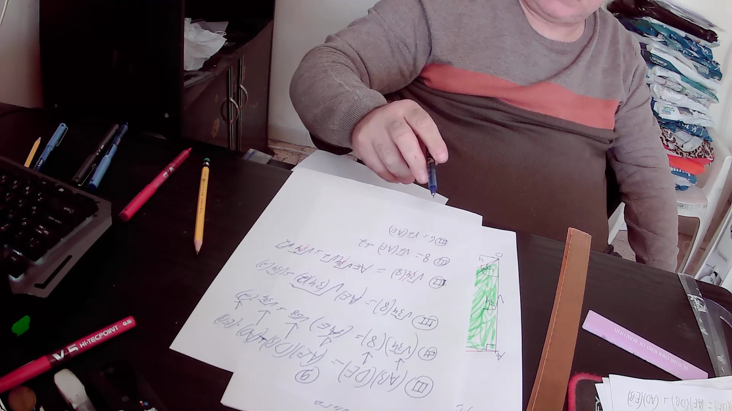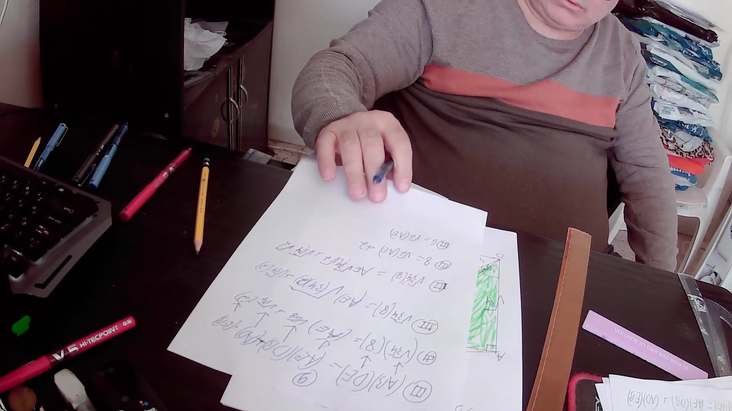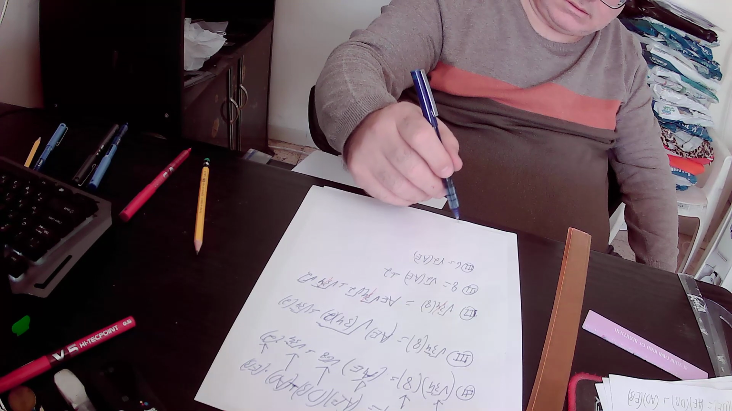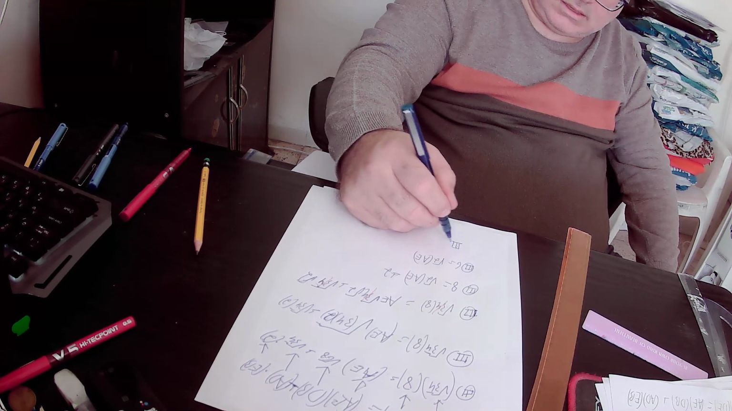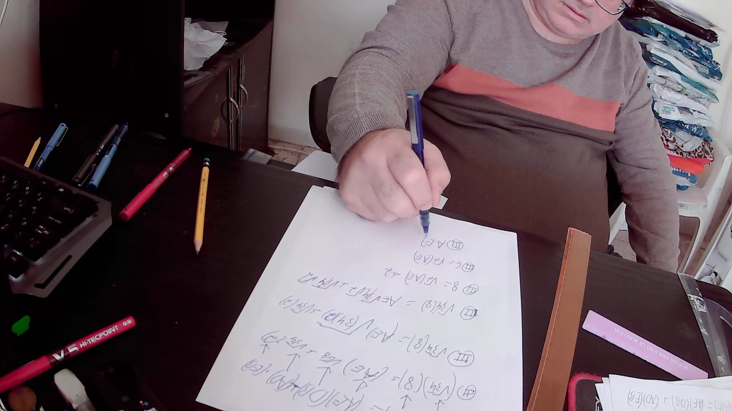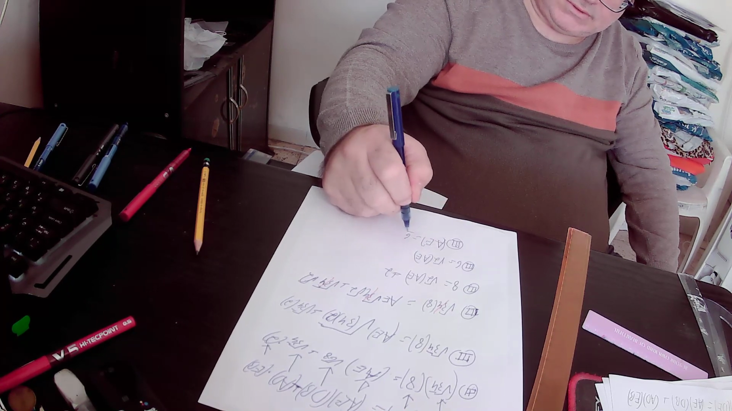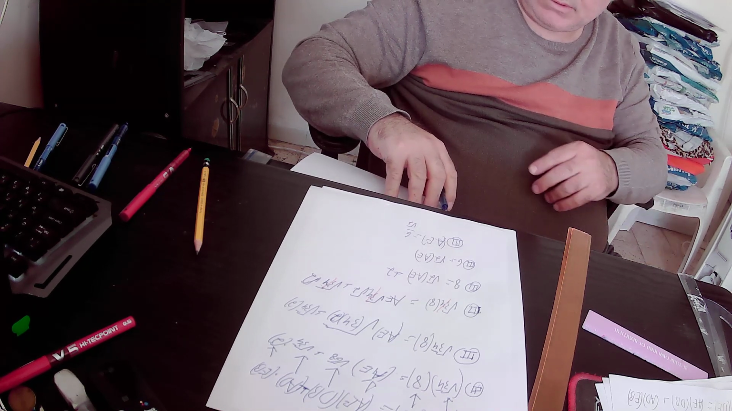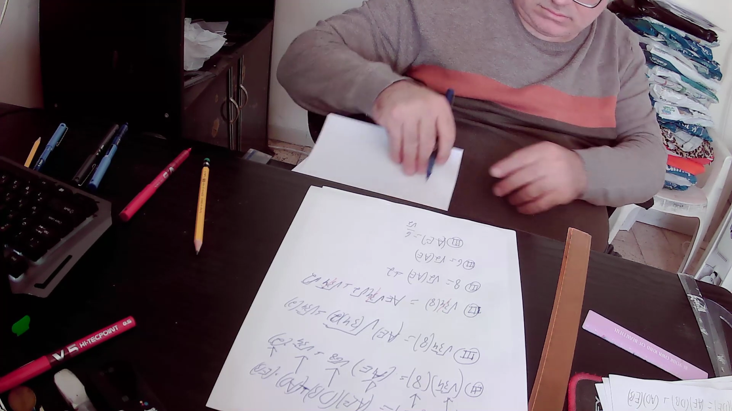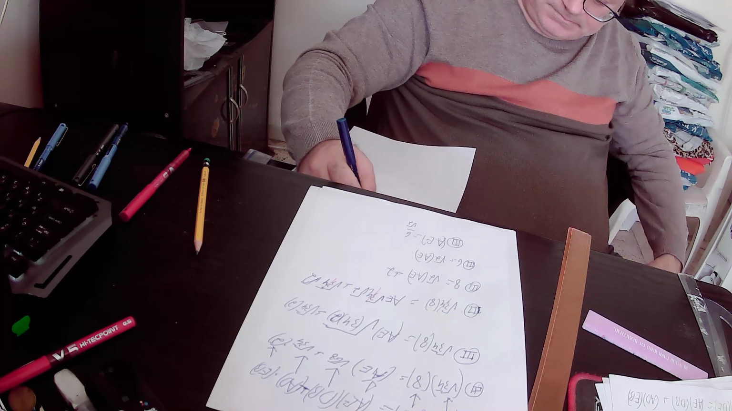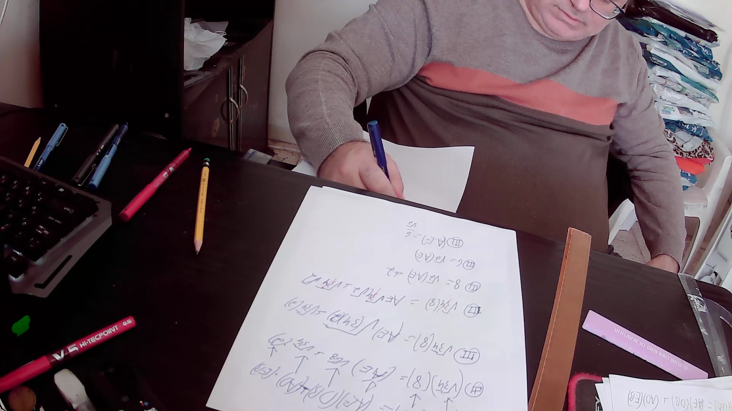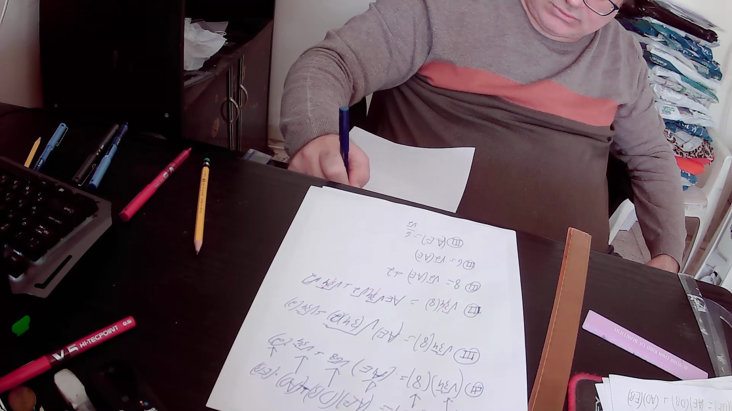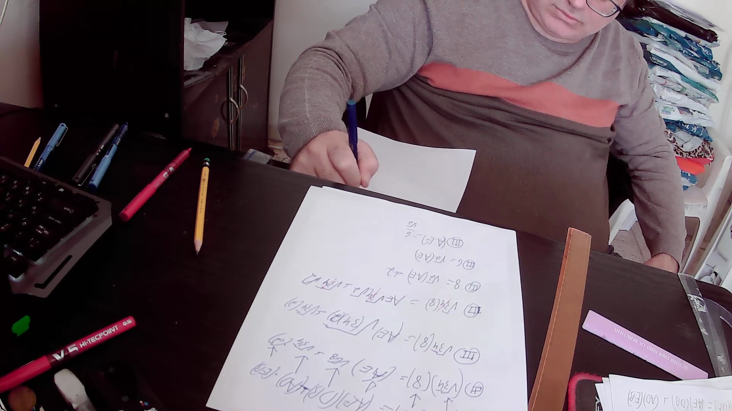Here we will divide equation number 3 by the square root of 2 and we will get that AE equals 6 over the square root of 2. 6 equals 3 times 2, so we'll substitute 6 by 3 times 2. We will get that AE equals 3 times 2 over the square root of 2.